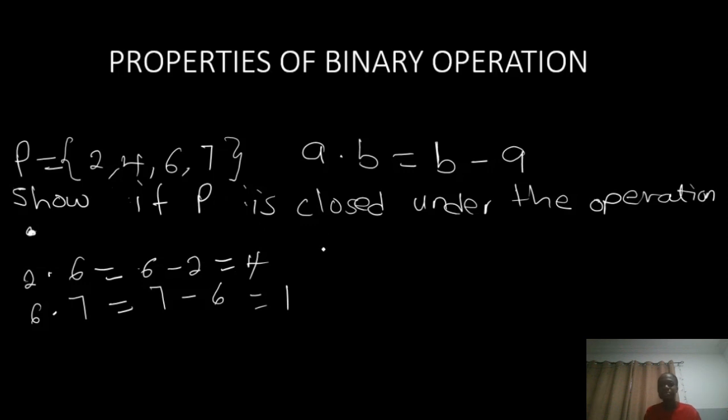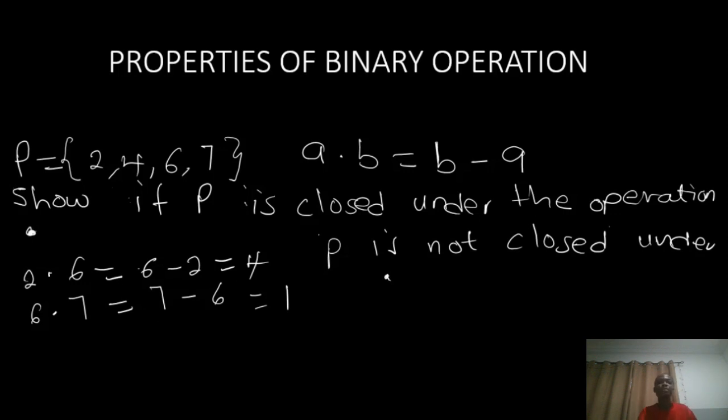So from here you conclude that P is not closed under the operation dot, because when we took 6 and 7, we got 1, which is not in the set. And we learned that from the closure property, if we take two elements within the set and we perform the operation on them, our output should also be within the set. And since for this one, just one element is not within the set, we conclude that it is not closed. You can try other numbers and you realize that you get other numbers which are not in the set, and hence the set P is not closed under the operation dot.